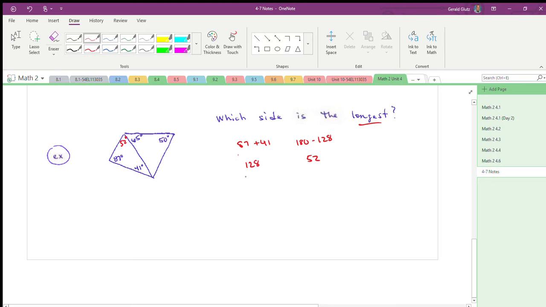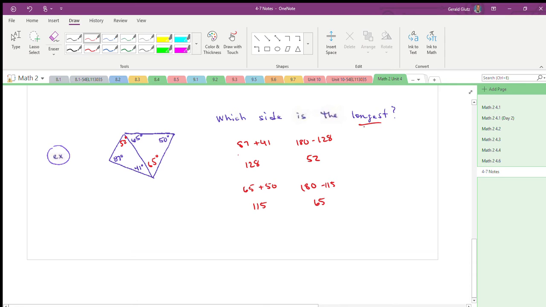And then this angle over here, 65 plus 50 is 115. And then 180 minus 115 is 65. So this angle is 65 degrees over here.